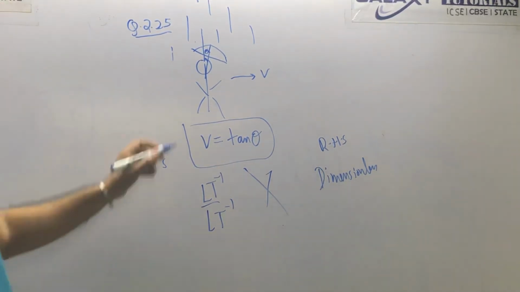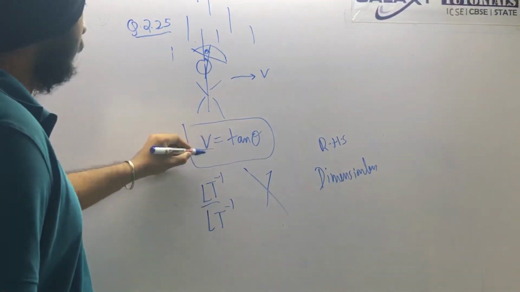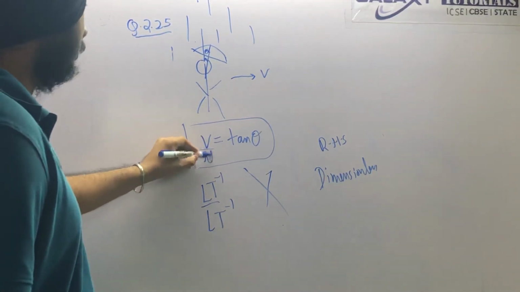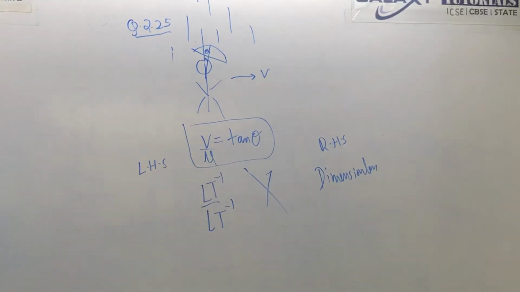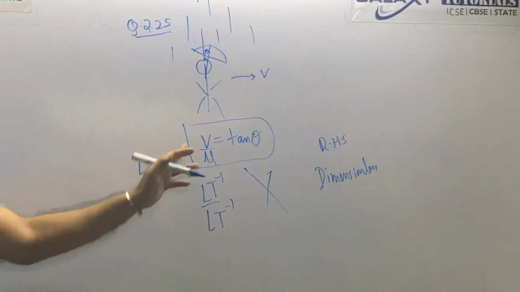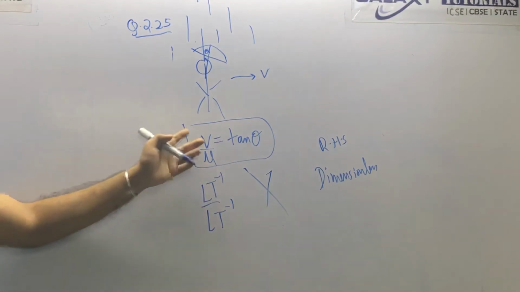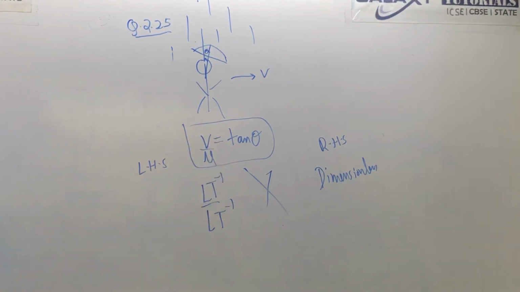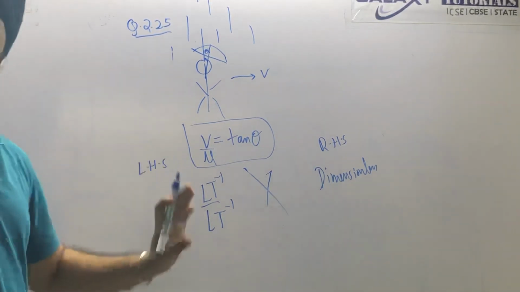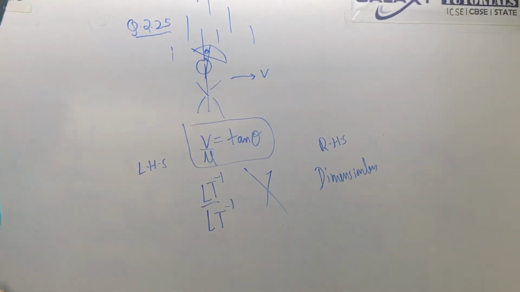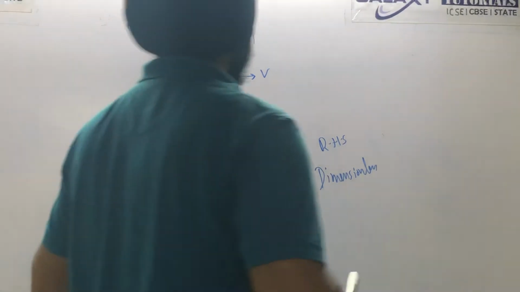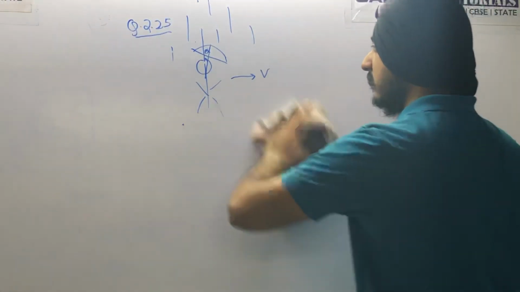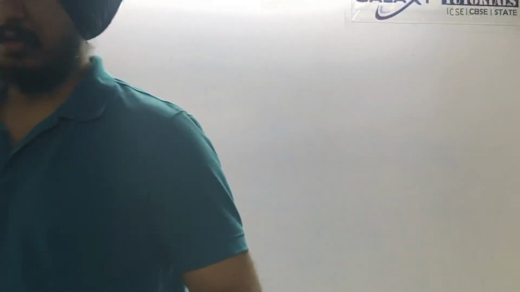Just write here V upon U. You can use the term U for velocity because we have already used V. U is the initial velocity. So this is the correct relationship, because V upon U has both the same units, so this is dimensionless and that is dimensionless, so it is dimensionally correct. Now you can say that this relationship is true. This is a one-marker question they can ask, a very easy question. Okay, next question, let's do.